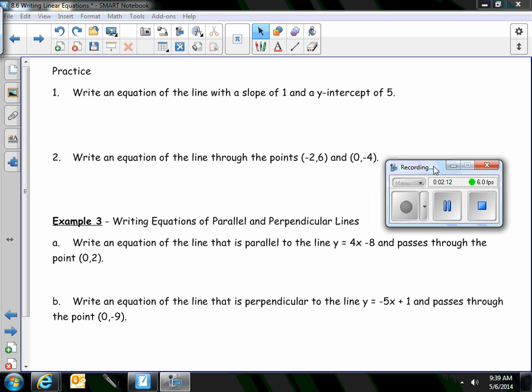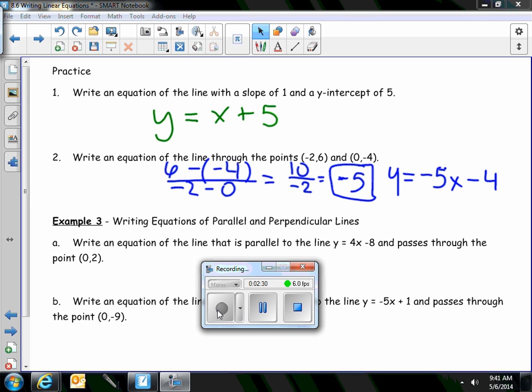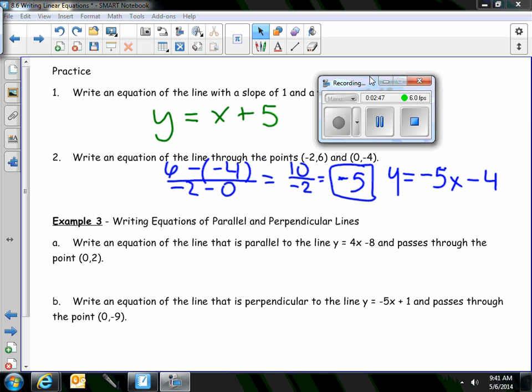Okay, let's do some practice problems. Number 1, write an equation of the line with the slope of 1 and a y-intercept of 5. Number 2, write an equation of the line through the points (-2, 6) and (0, 4). Number 1, y is equal to x plus 5 because we have a slope of 1 and a y-intercept of 5. Then we wrote an equation of the line through these points. Our slope was negative 1, so our equation would be y is equal to negative x plus 4.